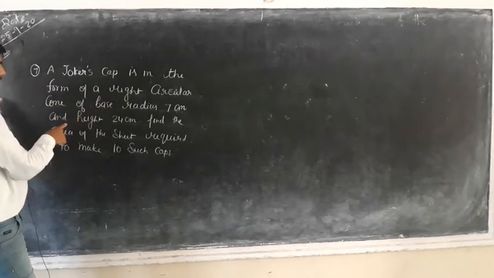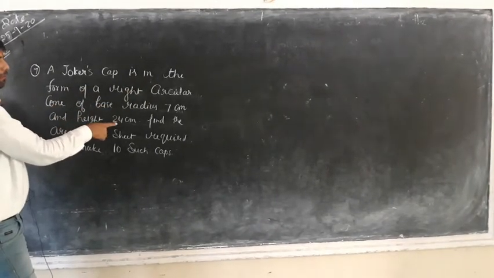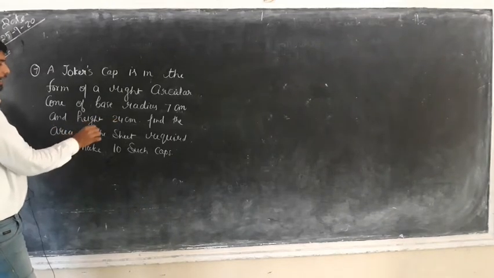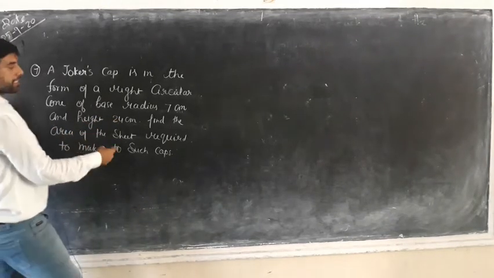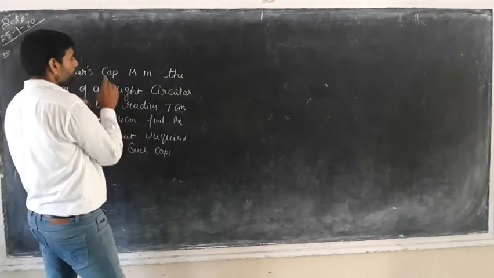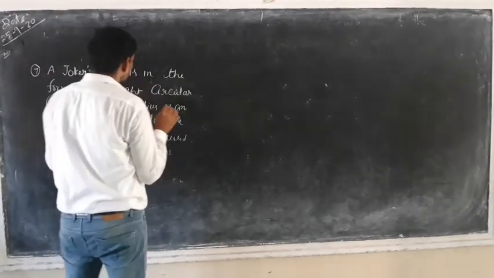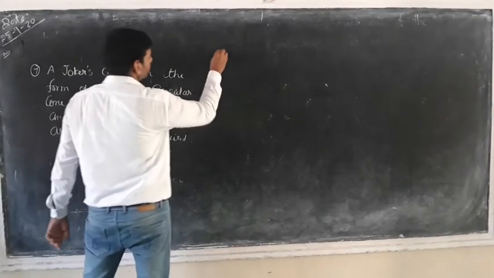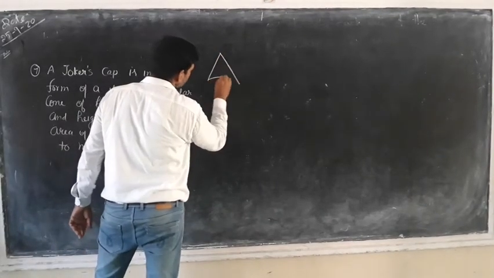Seventh question: a joker's cape is in the form of a right circular cone of base radius 7 cm and height 24 cm. Find the area of the sheet required to make 10 such capes. First we find the area of one cape. Curved surface area of cone is equal to pi r l. This is the shape of a joker's cape.